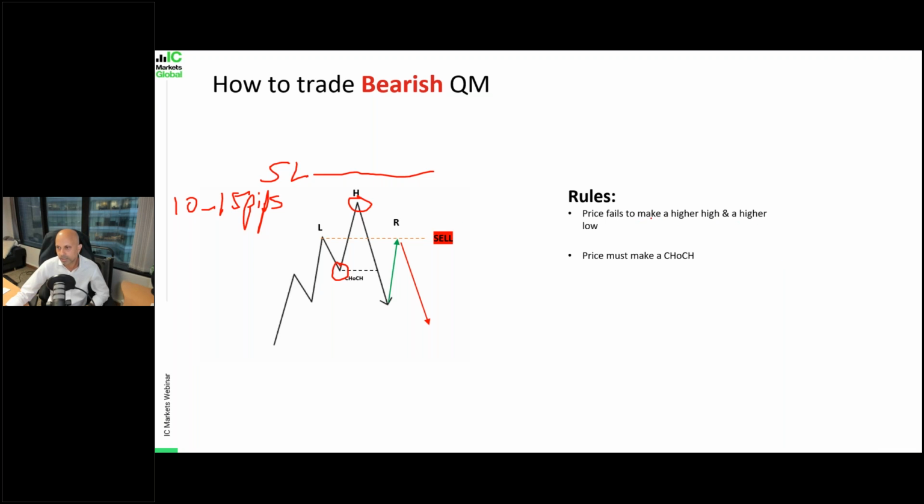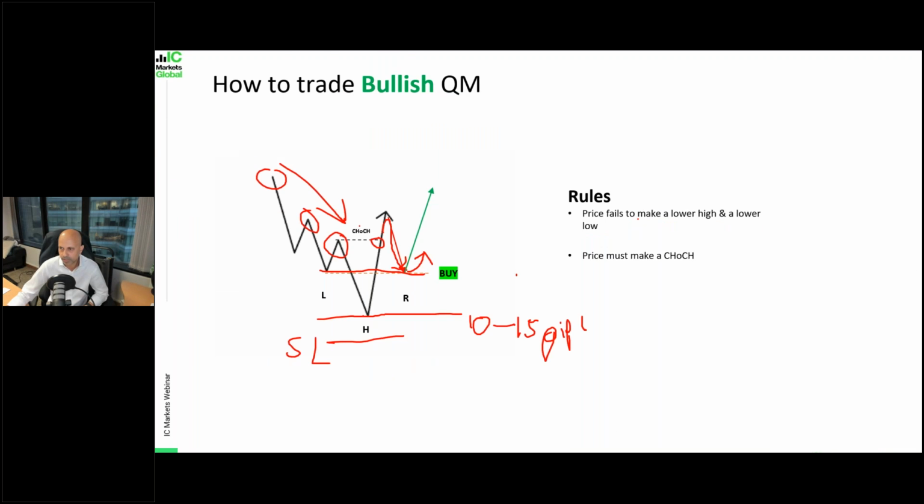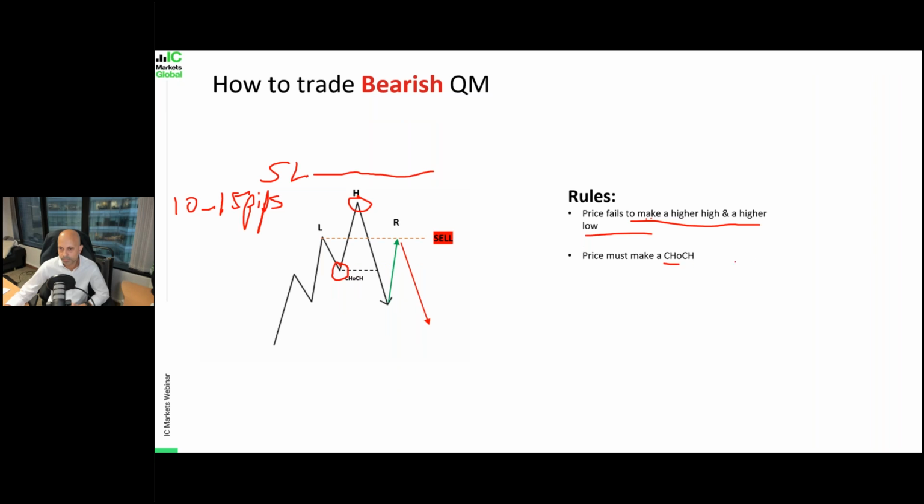All right, so similarly, right, price fails to make a higher high and a higher low. So that's the key thing. It's all about identifying this pattern of higher highs, higher lows for the bearish pattern, and for the bullish pattern, it's all about trying to identify a series of lower highs and lower lows. And of course, the other important aspect is price must make a change of character, right? Price has to make a change of character before we see the pattern really start to give us a strong level of confirmation.